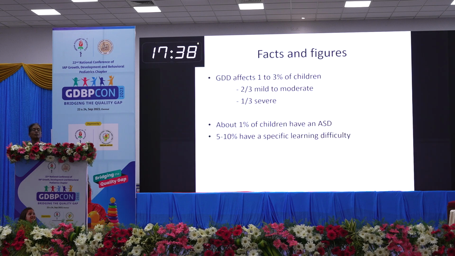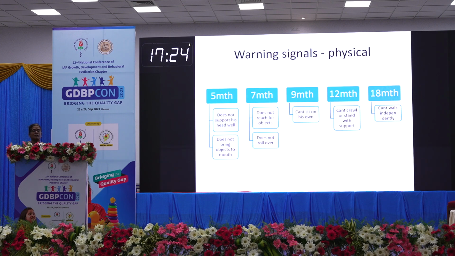So the literature says global developmental delay affects 1 to 3% of children worldwide, out of which 2/3 are mild to moderate and 1/3 are severe, and about 1% of the children have pervasive developmental disorder complex, and 5 to 10% have a specific learning disability.